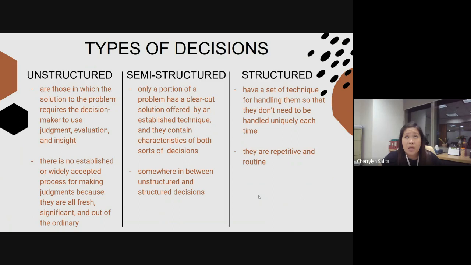Sa structured decision naman, if you recall the diagram, ang gumagawa ng mga decision na to is the operational teams. So, kasali dito yung mga individual employees. Yan. Bakit siya structured? Ang sabi dito, it has a set of techniques for handling them so that they don't need to be handled uniquely each time. So they are repetitive daw and routine. So ibig sabihin nito, may pattern na kasi yung mga decision na gagawin and kung anong mga decision yung makakacome up. So meron ka ng sinusundan. So dito, dahil meron ka ng sinusundan, routine na siya and repetitive, hindi na masyadong kailangan na gumamit ka pa ng judgment, evaluation, or insight, ganyan. And also, dahil routine and repetitive na siya, hindi na siya out of the ordinary. So, that's the difference.